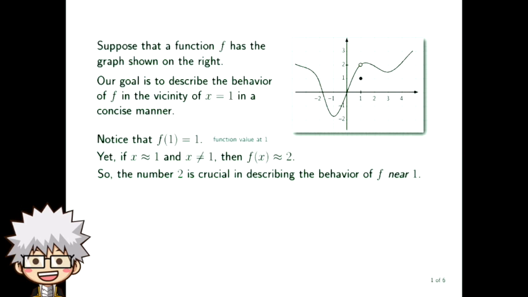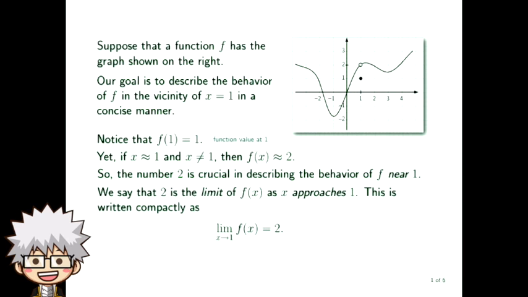The way that we describe this behavior is to say that 2 is the limit of f of x as x approaches 1. This is written compactly in the manner shown. To be a little more precise, the reason 2 is the limit as x approaches 1 is that for any interval centered at 2 on the y-axis, no matter how small, the number f of x will be in that interval for all x other than 1 in some sufficiently small interval centered at 1 on the x-axis.